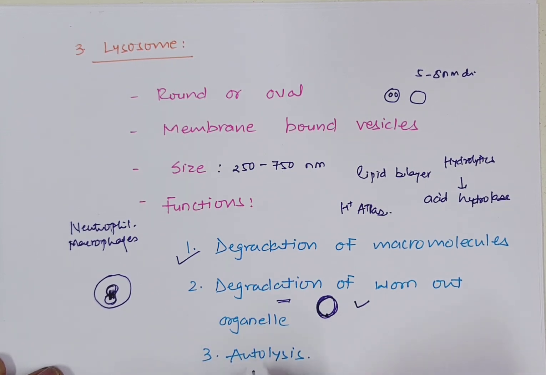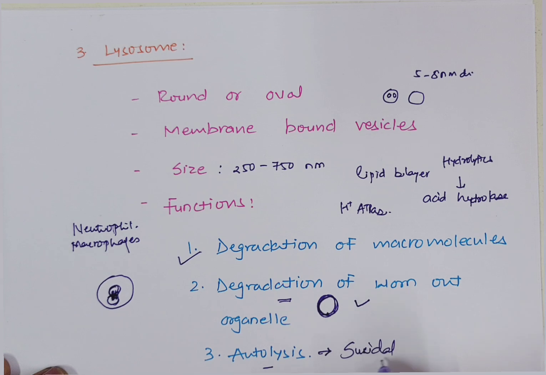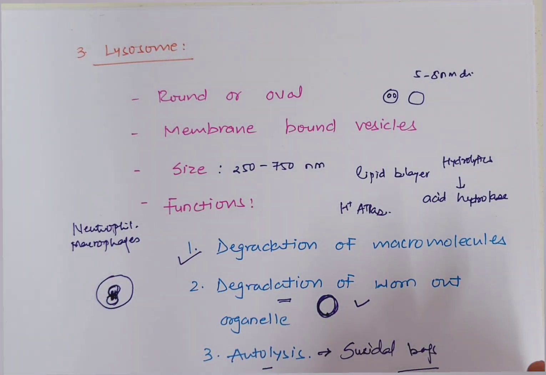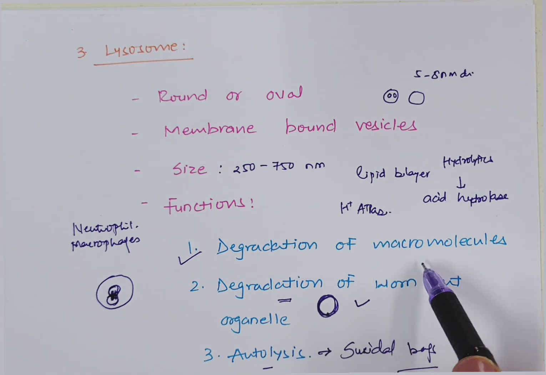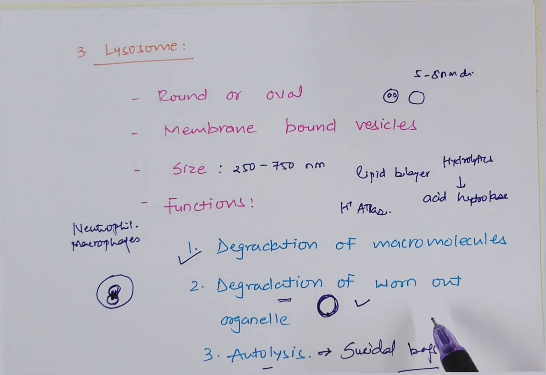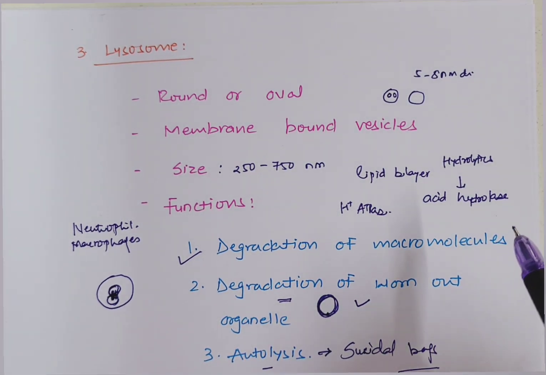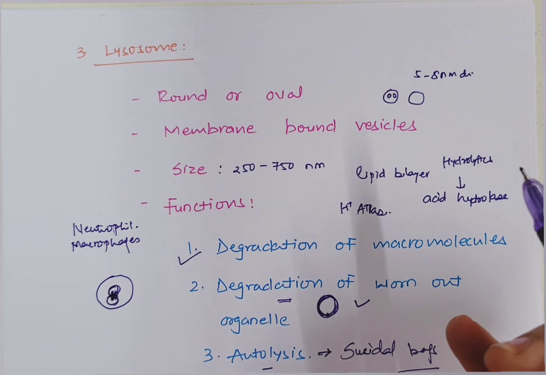And the last but very important function is autolysis. After the cell dies, these lysosomal enzymes cause autolysis. Whatever remnant particles are there, they are destroyed by lysosome. Therefore, these are known as suicidal bags. So these are the four functions. Let us repeat: degradation of macromolecules, degradation of worn out organelles, excessive secretory products are removed, and autolysis.